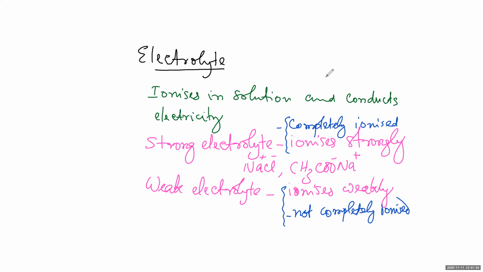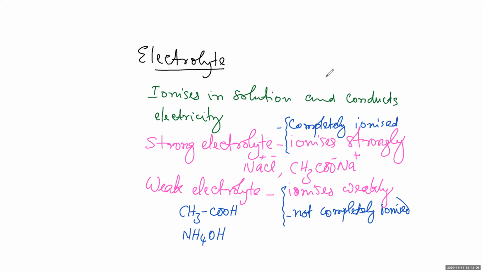For example, acetic acid, CH3COOH. It is not composed of ions. But when you prepare a solution, acetic acid is slowly ionized, giving acetate ion and H plus ion. Similarly, ammonium hydroxide, NH4OH, that is a weak electrolyte. When solution is prepared, ammonium hydroxide is ionized into NH4 plus ion and OH minus ions. So these are weak electrolytes.